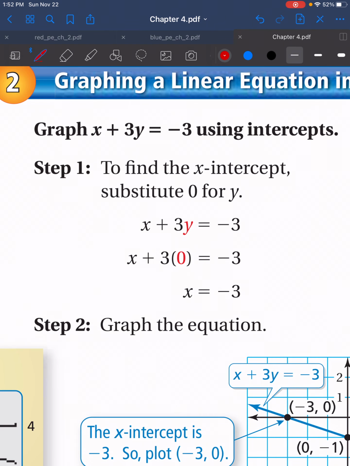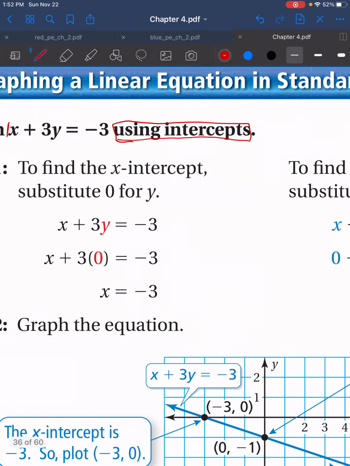Here's the equation. X, which is like 1x, plus 3y equals negative 3. Graph it using intercepts. Remember, we learned that intercepts are x equals something and y equals something, okay? If I want to find the x-intercept, I have to substitute a 0 for y to get rid of it, okay? If I put a 0 in for y, y goes away, and then I can find out what x is. So let's do that.